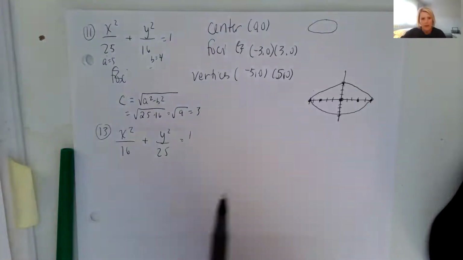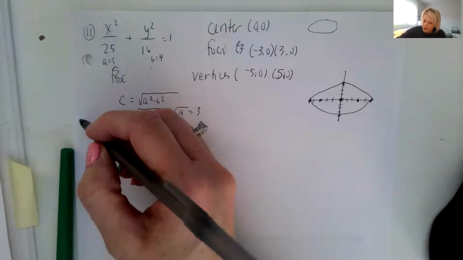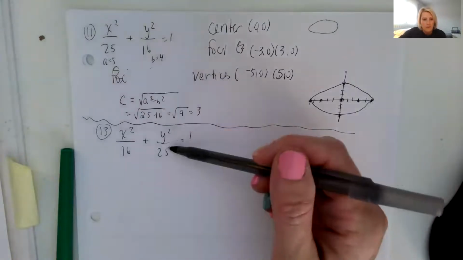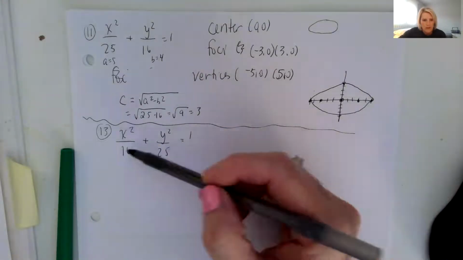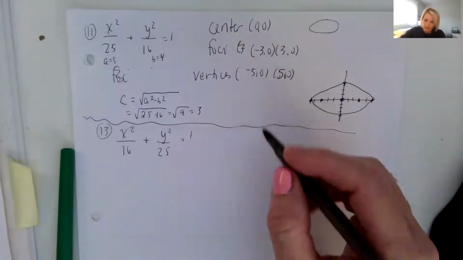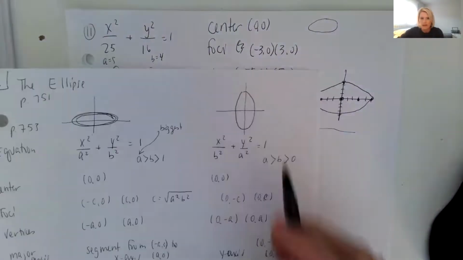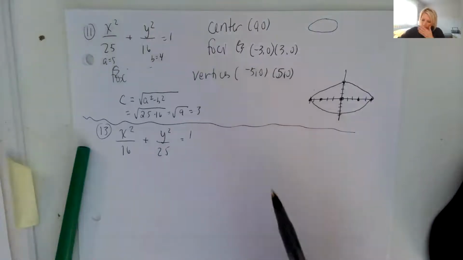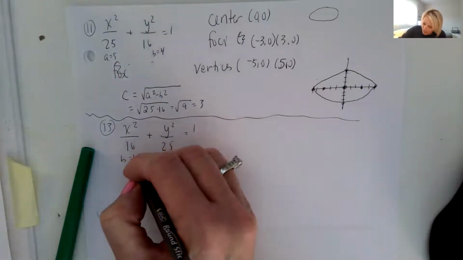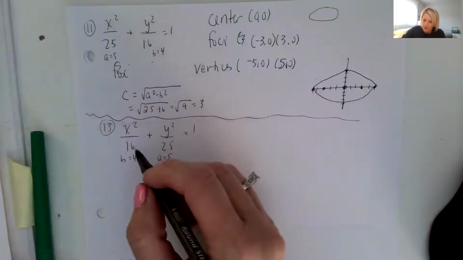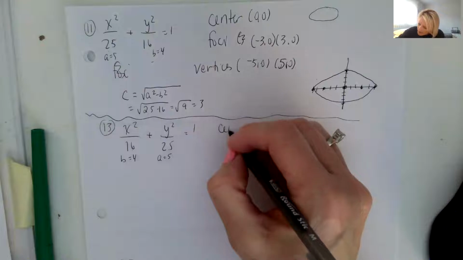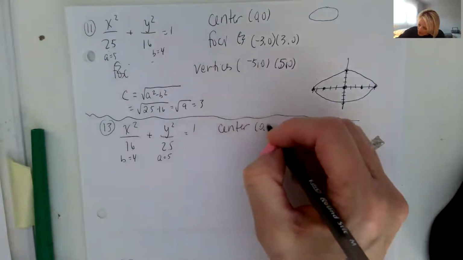Okay, number 13, I chose this one on purpose because look at the bigger number in the denominator is underneath the y squared. So it's going to be elongated the other way. It's going to be looking like this picture here. Okay, so this one is A, 5, and this one is B, 4, because it's a square, right? It's a B squared and A squared. Okay. And again, our center is at 0, 0.